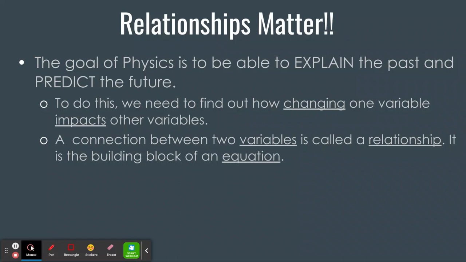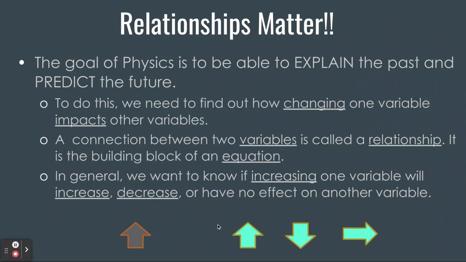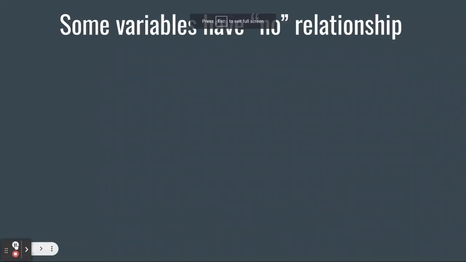So a connection between two variables is called a relationship, and it's the building blocks of an equation. We are constantly seeking to understand the relationships between things in science. In general, if we increase one variable, that independent variable, is it going to increase the other one? Is it going to decrease it? Or will it have no effect on the other variable? That's the big idea, and that's what we do science for. So let's talk about some of these relationships that we have.